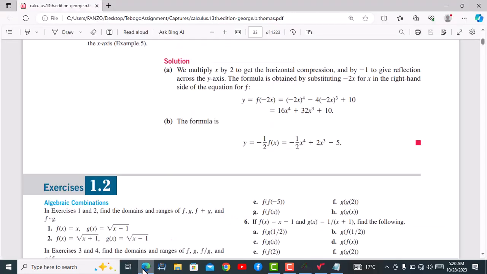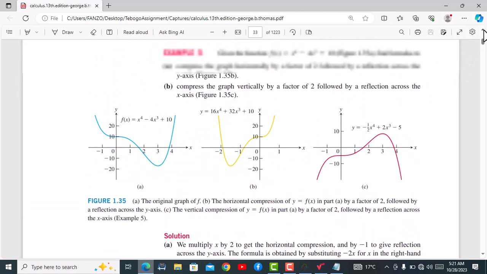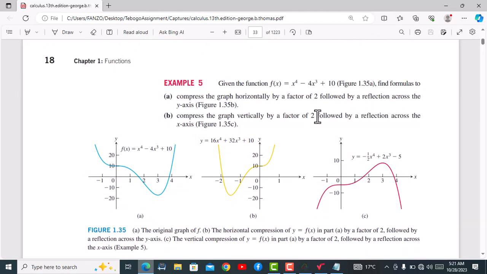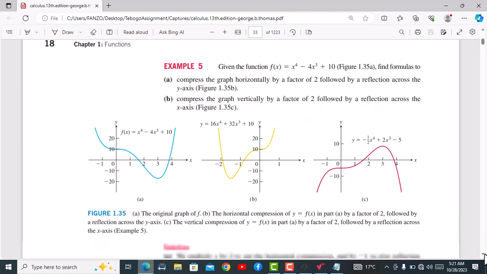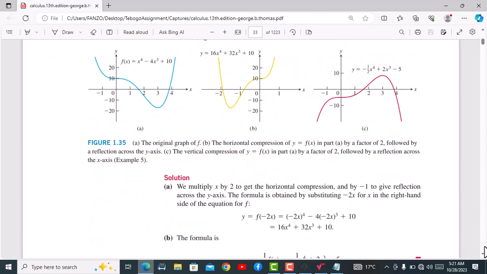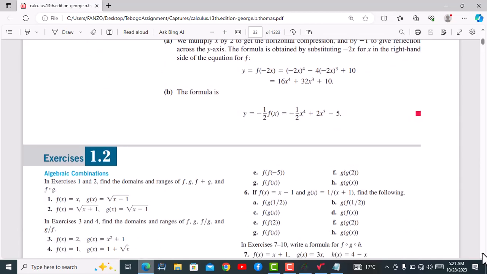Okay, this is fine. So what I'm going to do now, I'm going to multiply, because they said now we should, in number B, compress vertically by a factor of 2. Compress vertically by a factor of 2, and then reflect across the x-axis.